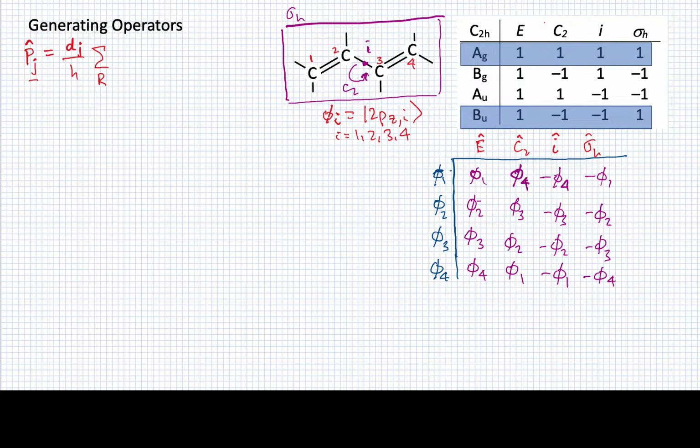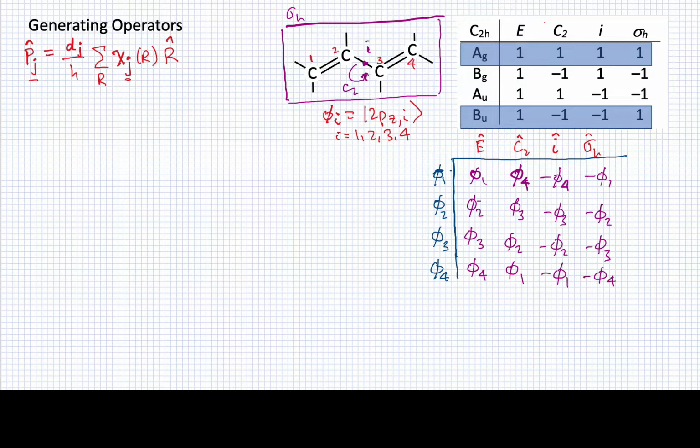We're going to sum over the various operations of the group, use the characters of those operations for the ith irreducible representation, times the operator itself, the symmetry operator, on our basis function.